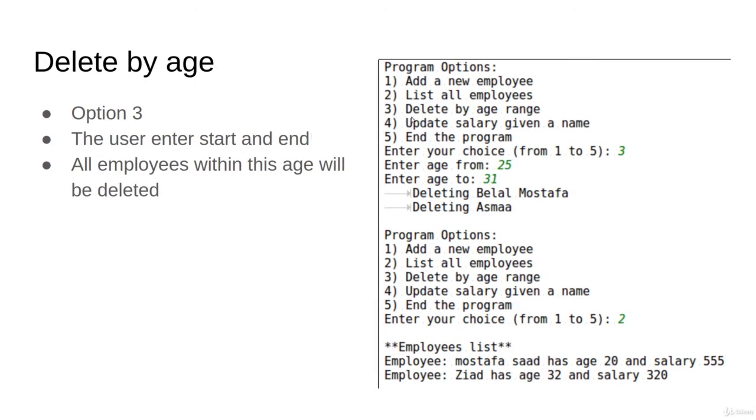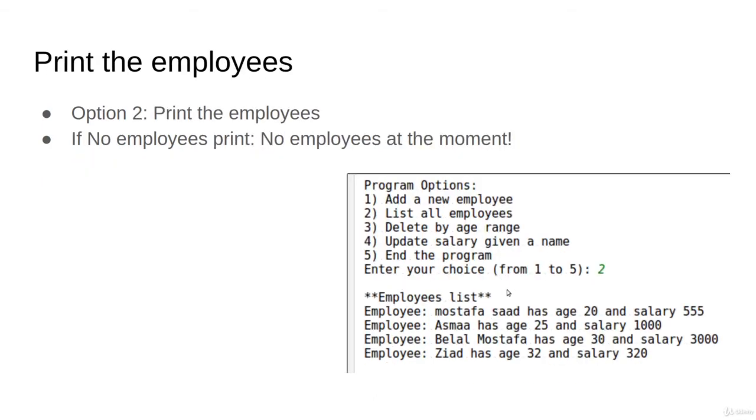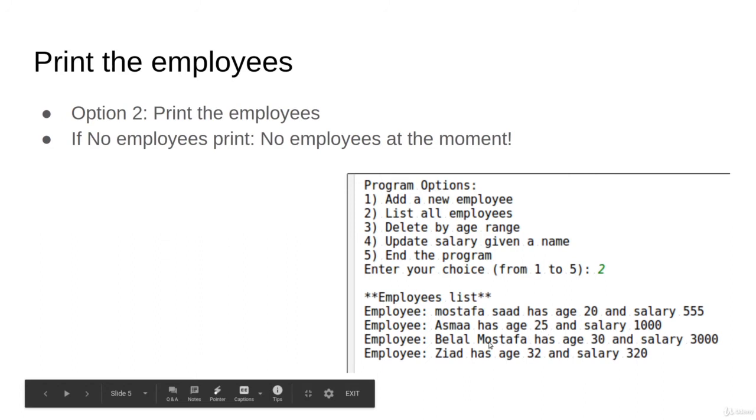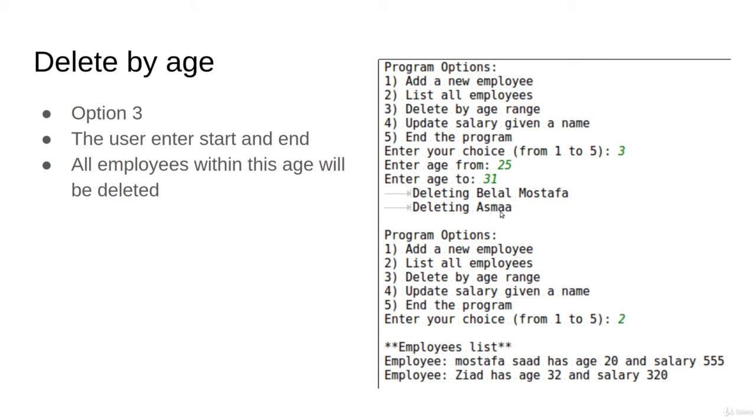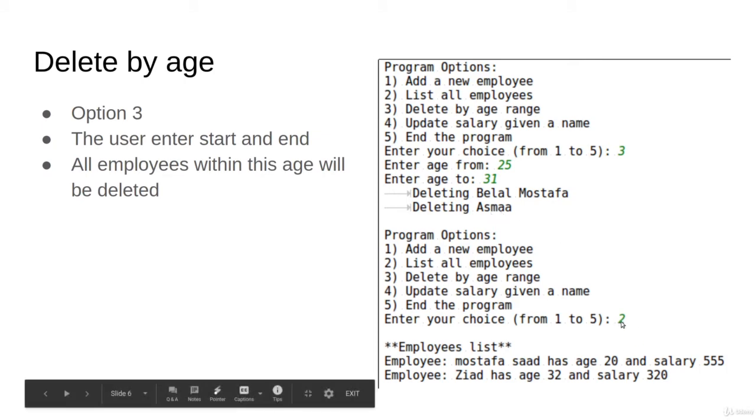In option number 3, the user can delete by age range. I mean by that, the user can give age from and age to. We will find all the users that have an age between these 2 numbers and remove them. So we have from 25 to 31. Going back one step, Asma is 25, Bilal is 30, so both of them are valid. Mustafa and Ziyad are invalid. So these 2 should be removed, and this is what happened here. I say deleting Bilal, deleting Asma. If you try to print again with option 2, it will show that Mustafa and Ziyad are the only ones available at the moment.